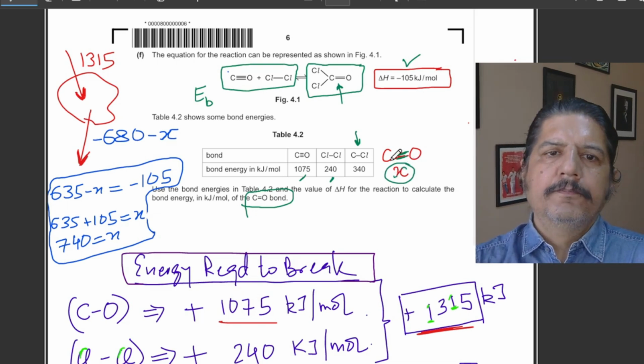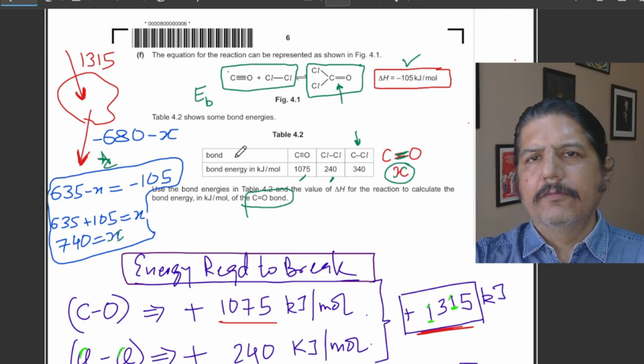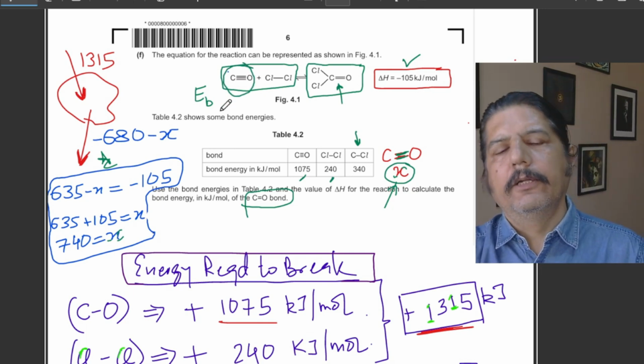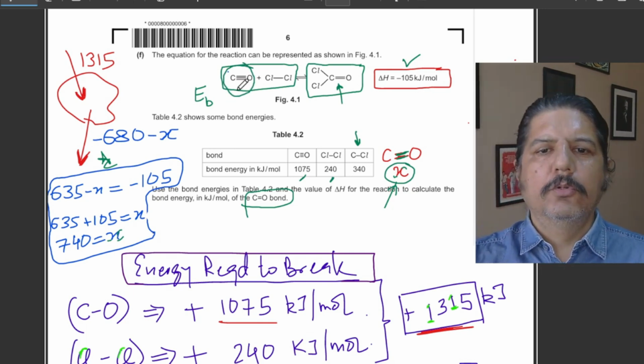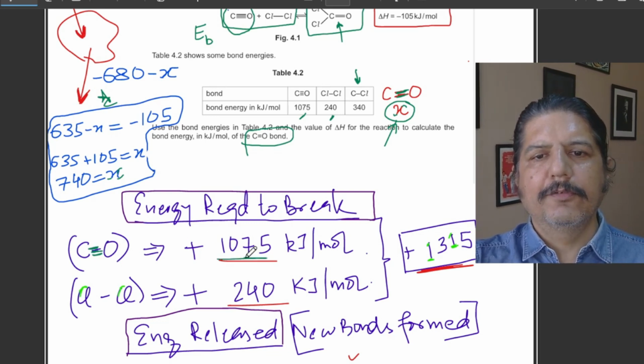We'll use this X, we'll form an equation like this, and then we'll calculate the value of X. This X is 740, which I have calculated, and it would be put here. So let's start. The first thing we need to do is calculate the bond energy required for the C triple bond O. This is the amount of energy which has to be put into the system, 1075.